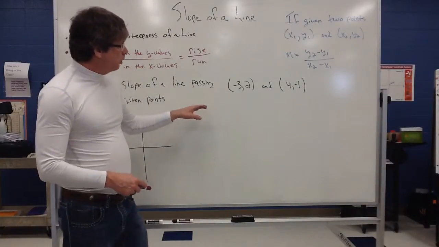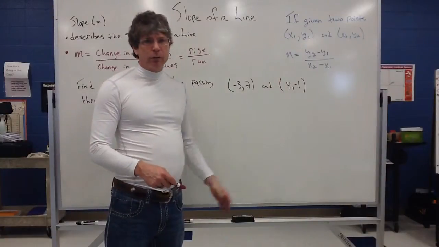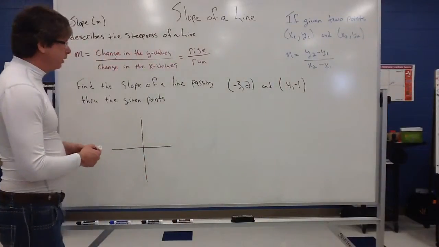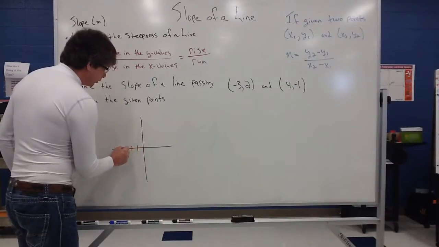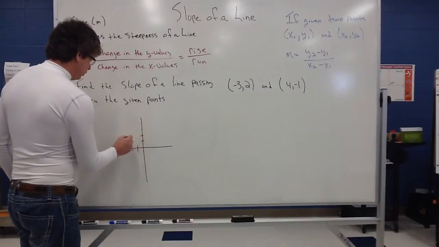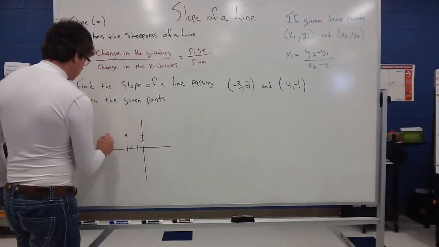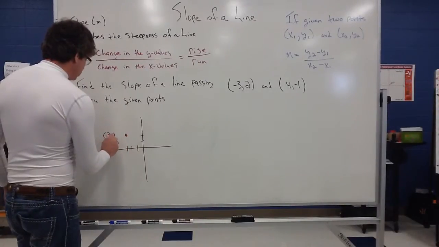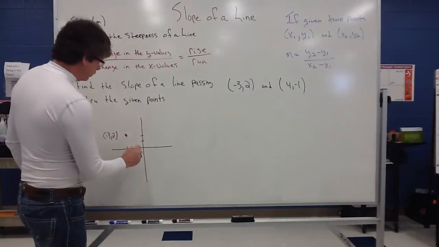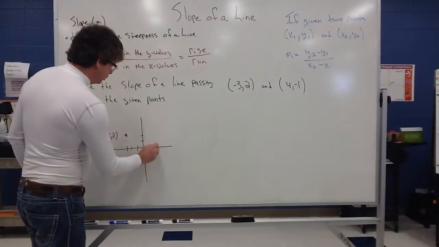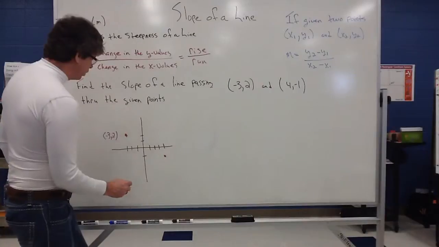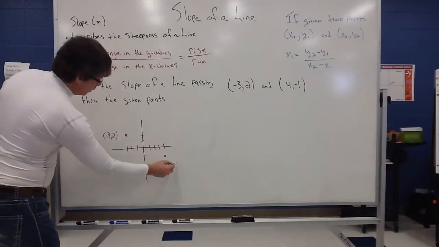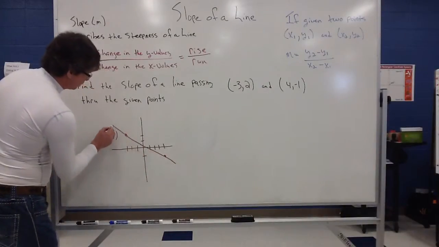If you're one who likes visual, just graph these 2 points and draw your line. So I have a (-3, 2). So from the origin, 1, 2, 3, up 2. So I can sketch that point, (-3, 2). I have a (4, -1). 1, 2, 3, 4, -1. And I can draw a line through those 2 points. So I'm going to try to sketch that out best I can.